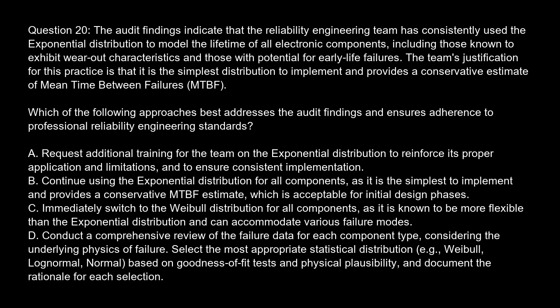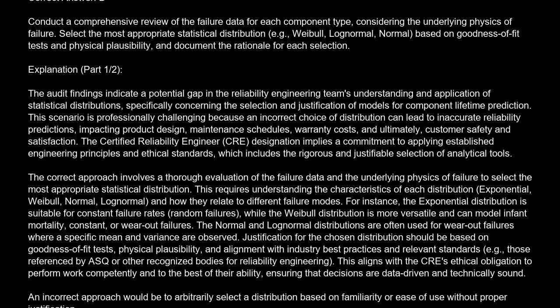Option D. Conduct a comprehensive review of the failure data for each component type, considering the underlying physics of failure. Select the most appropriate statistical distribution, e.g., Weibull, log normal, normal, based on goodness of fit tests and physical plausibility, and document the rationale for each selection. The correct answer is D. Conduct a comprehensive review of the failure data for each component type, considering the underlying physics of failure. Select the most appropriate statistical distribution, e.g., Weibull, log normal, normal, based on goodness of fit tests and physical plausibility, and document the rationale for each selection.